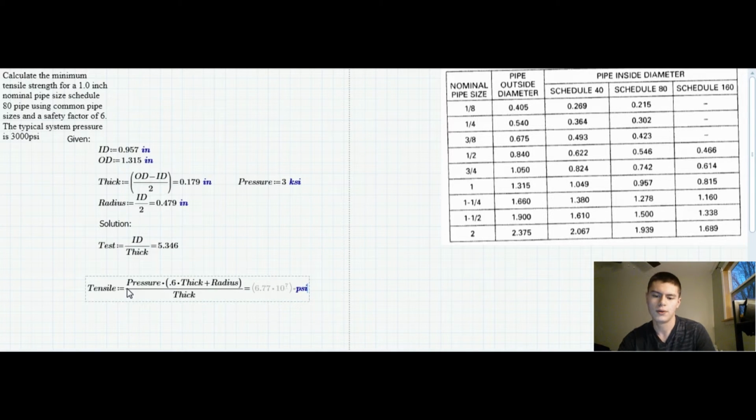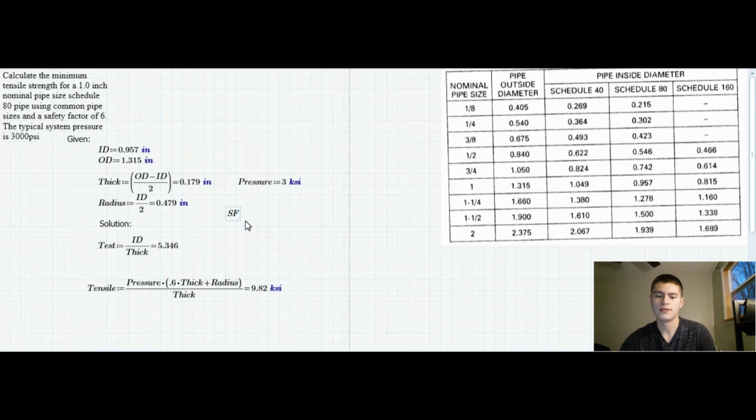And lo and behold, that gives an answer in pressure, but it's in pascals, and I needed it in, let's see, could probably use KSI. I like KSI better. Alright, so 9.82 KSI.